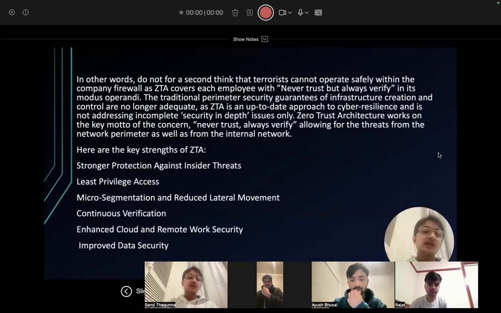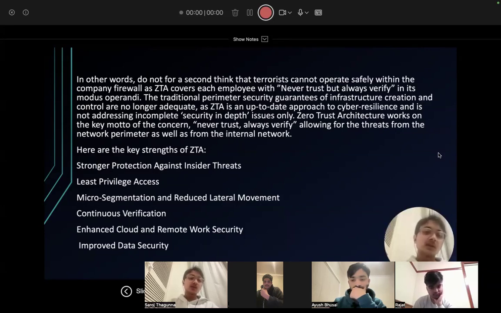The second one is least privileged access. It is limited access for the user, so a certain user only has access to certain parts of the system. The third one is microsegmentation and reduced lateral movement. The security system is divided into fragments, which reduces lateral movement within the system. Another one is continuous verification. When you enter the system, it always verifies; when we try to log in, it always verifies our identity.